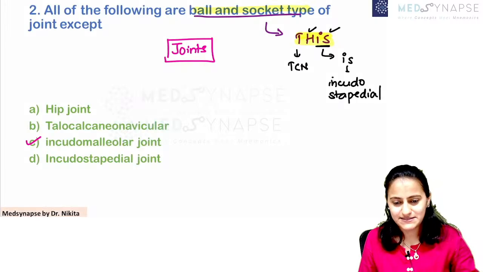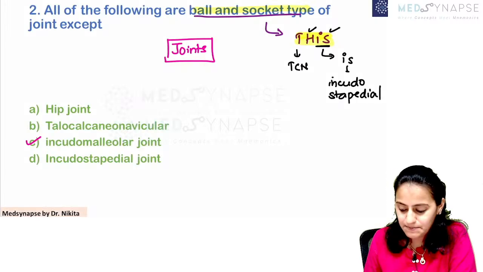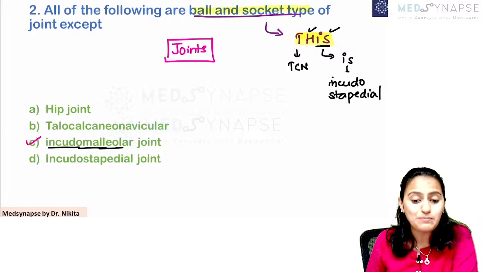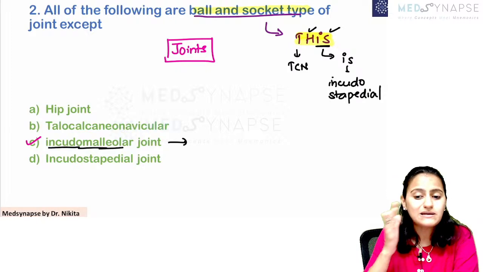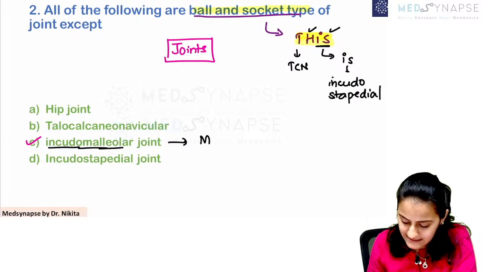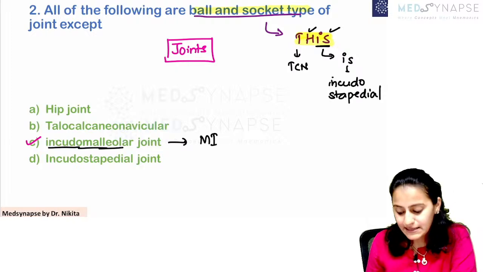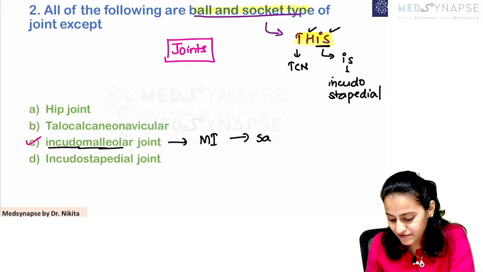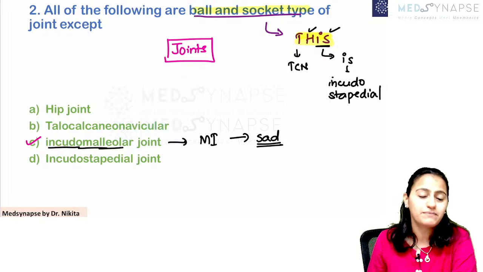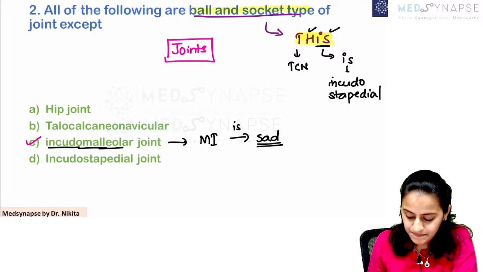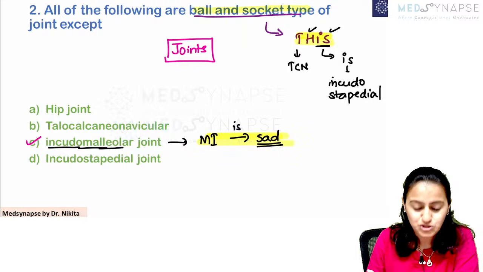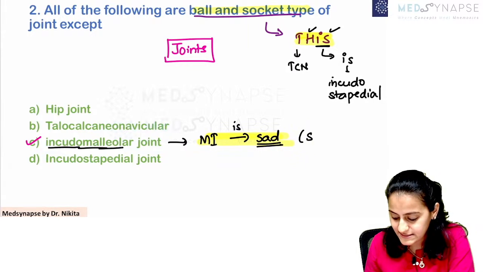It is the incudostapedial joint which is the ball and socket, not the incudomalleolar. So the joint between the malleus and the incus, remember MI. If anybody gets MI, it is definitely a sad thing to happen, a sad event. So remember that MI is sad. That means the joint between malleus and incus is sad.